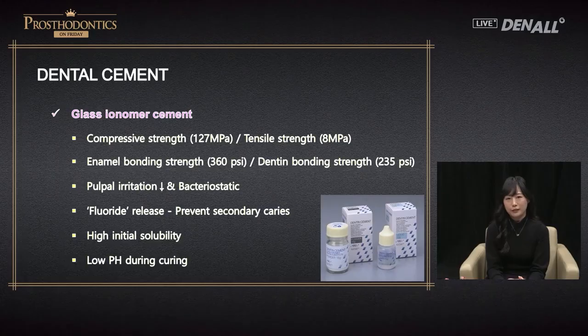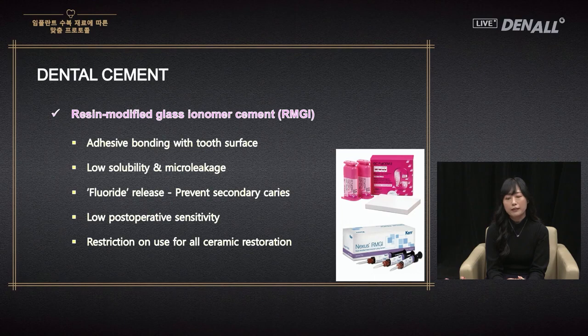Now I'm going to proceed. In the case of glass ionomer cement, it has low pulpal irritation and it has fluoride release and it prevents secondary caries. However, it does not have resistance against moisture and moisture proofing is necessary. RMGI is a cement that is used most frequently these days. It has low solubility, micro leakage, fluoride release, and low post-operative sensitivity. However, its use should be restricted for all ceramic restorations, and it is related to absorption of moisture and expansion. There's a high possibility of that.